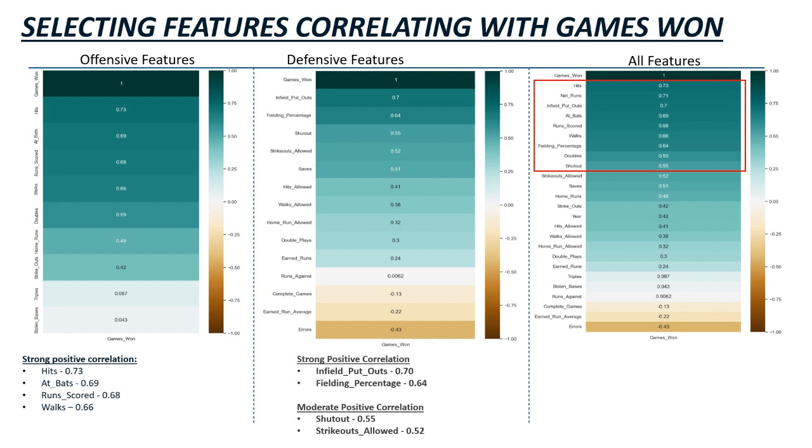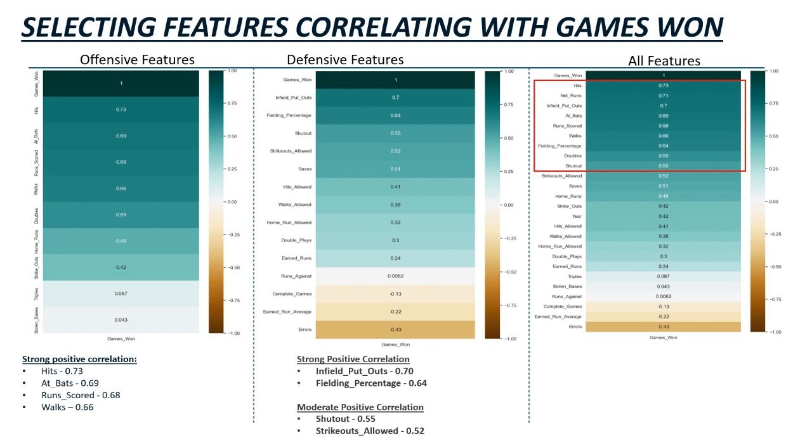Feature selection: select the best features from many available features with only one goal, to improve the prediction accuracy. Presenting on the feature selection today, we will begin with the offensive features, where we have hits, at-bats, runs scored, and walks ranging from 0.73 to 0.66, each suggesting a strong positive correlation with games won.